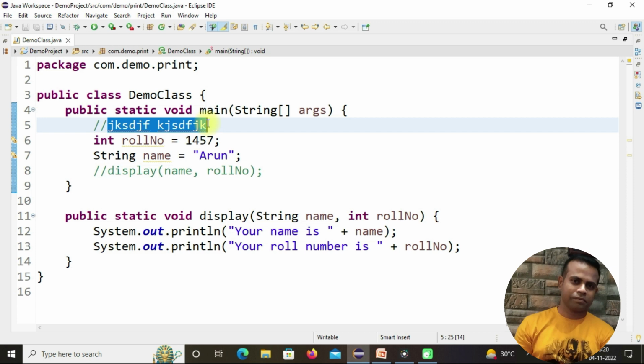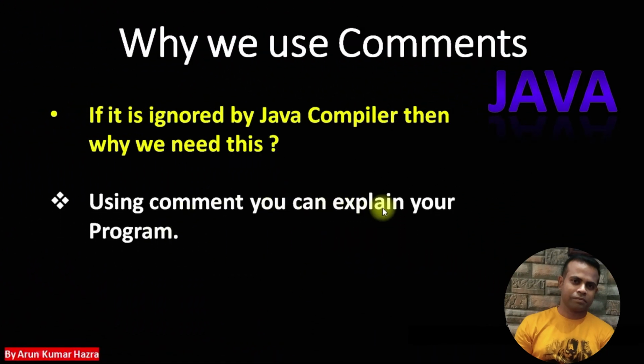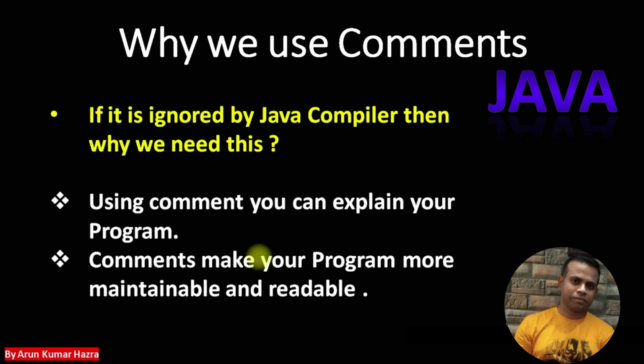Now the question is: if using this double slash we are trying to ignore a line or a statement or a code snippet, then what is the use of it? This is your answer. Using comments you can explain your program. When you create any program, you can give a proper comment about what purpose you are creating this program for. It gives more explanation of your program, and it also makes your program more maintainable and readable.